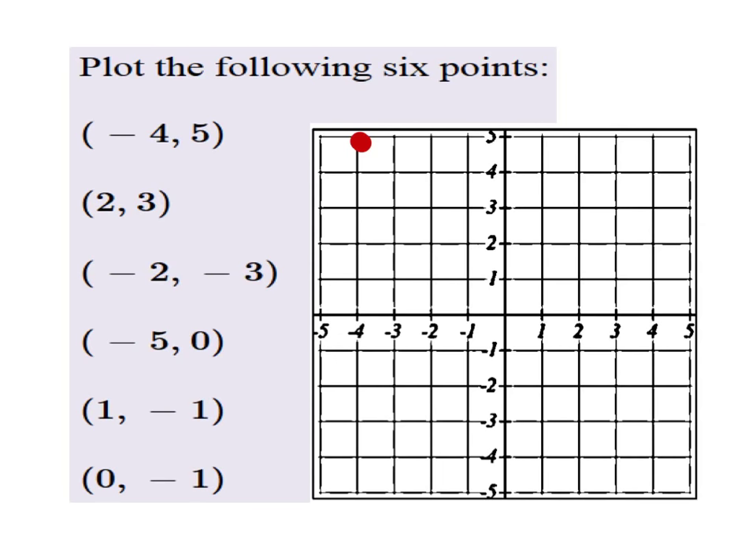2, 3, so 2, 3 right there. -2, -3, so 2 to the left, 3 down, bam. 1, -1, so 1 to the right, down 1, and then 0, -1. Oh, where's -5, 0? Oh, what the heck? -5, 0. That looks good. It seems like I missed one then. 0, -1. Yeah, there we go. That looks pretty good.